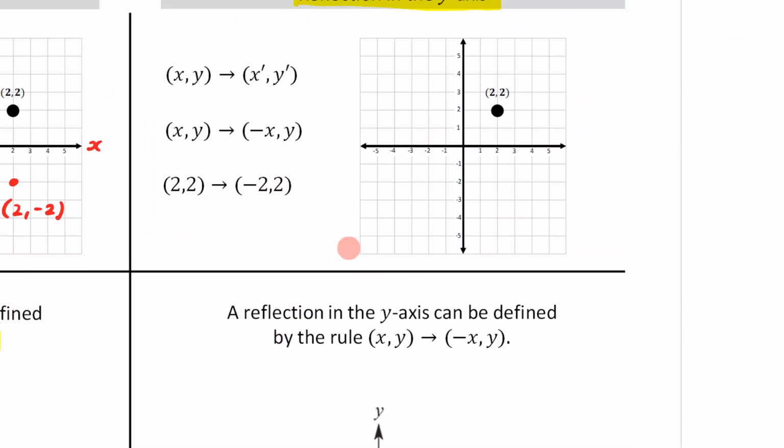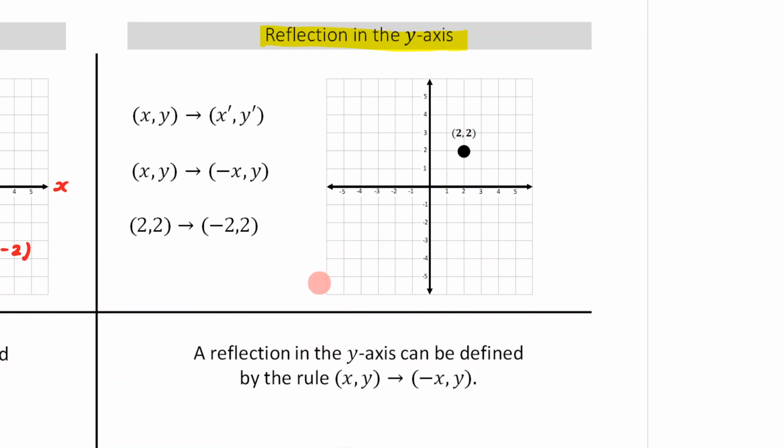The other type of reflection is reflecting in the y-axis. So if I start here and I reflect in the y-axis, it means I'm going to come over here. Now, what is the coordinates of this point? It's going to be (-2, 2). So as you can see, it is my x value that changed sign. My y value stayed the same.